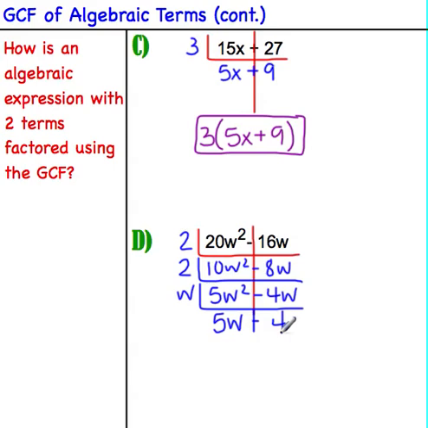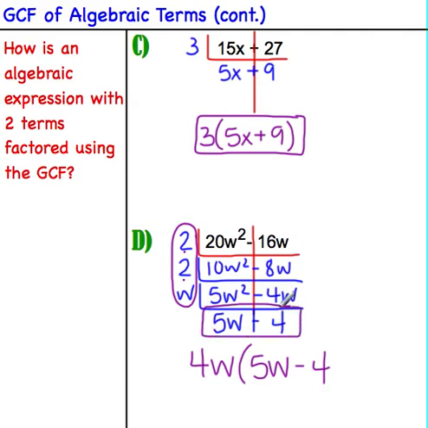So when I rewrite my answer, I need to take the 2 times 2 times w to get the number on the outside, which is 2 times 2 is 4, times w is 4w. And then I still have my 5w minus 4 here on the bottom. That is also part of my answer. Let's take a look at a couple more examples.